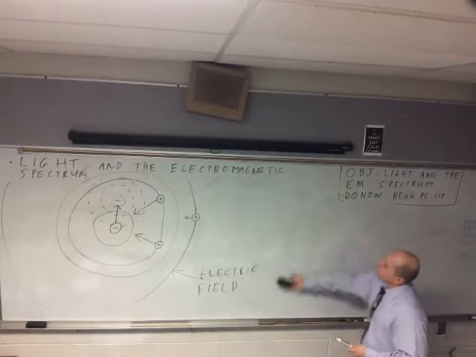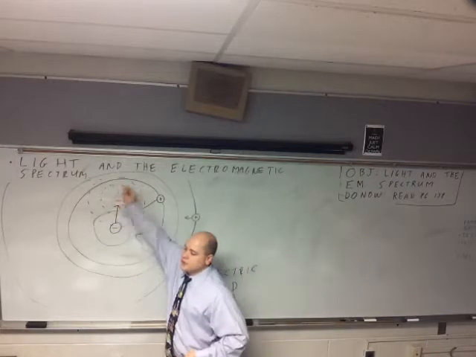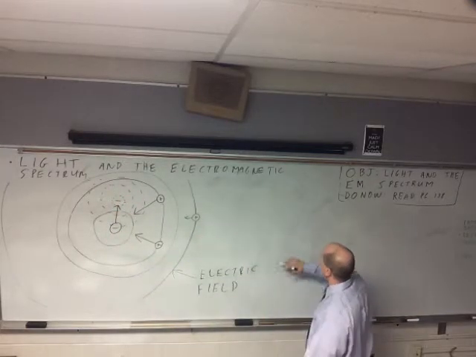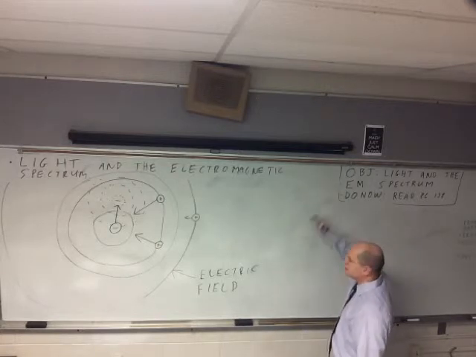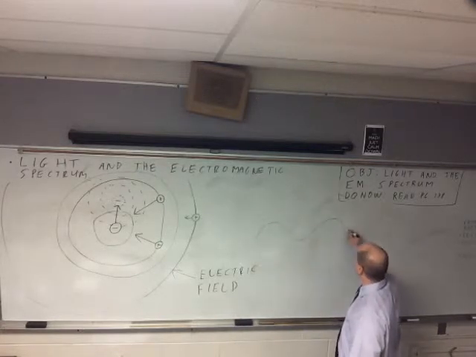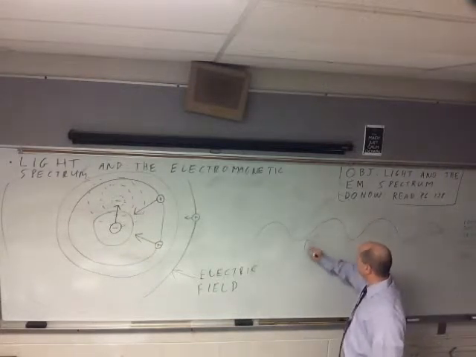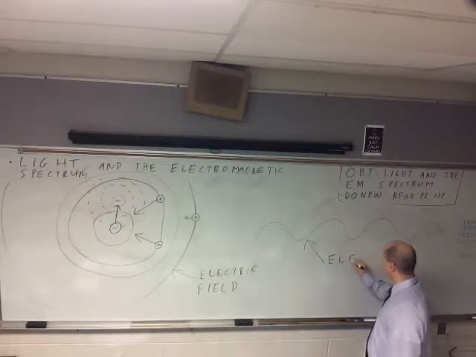But what if I took my electron and I started bouncing it up and down over and over and over? What you would see far away is this. You would feel the field bouncing up and down, up and down, up and down. And the way we would draw this is like this. It would look like a wave. And this is called an electromagnetic wave.